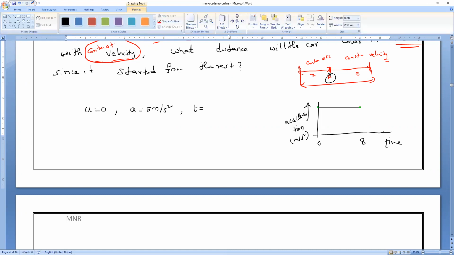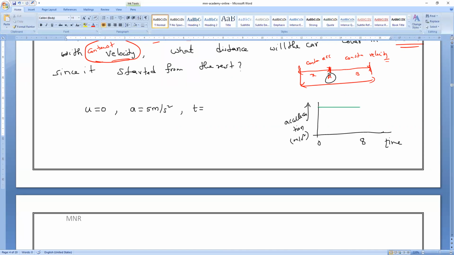Constant. What is the acceleration? What is that value? 5 meter per second square. That is the marking. Clear? Understand? No doubt, sir.